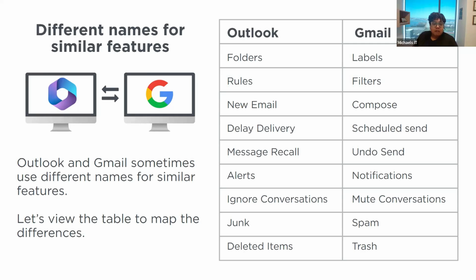In Outlook, you can make a new email. In Gmail, it's called compose. In Outlook, you can do delay delivery. In Gmail, it's called schedule send. Message recall is now undo send. Alerts are called notifications. Ignore a conversation in Outlook becomes mute a conversation in Gmail. Your junk folder is now spam. And deleted items are called trash.